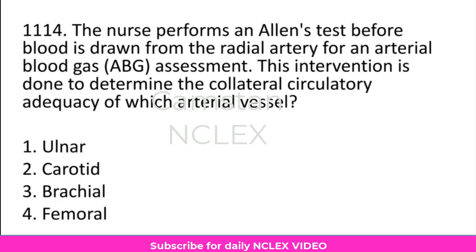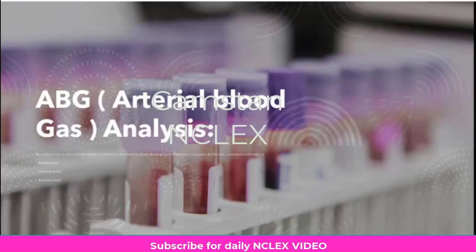In this particular question, the nurse takes the blood sample from the radial artery for the purpose of blood gas assessment. Before it, the nurse should perform Allen test. So, Allen test is done to determine the collateral circulatory adequacy of which arterial vessel. Before going to the options, we will discuss the Allen test and arterial blood gas assessment. Firstly, let's talk about the arterial blood gas analysis, that is ABG analysis.